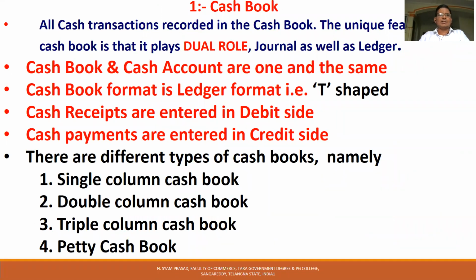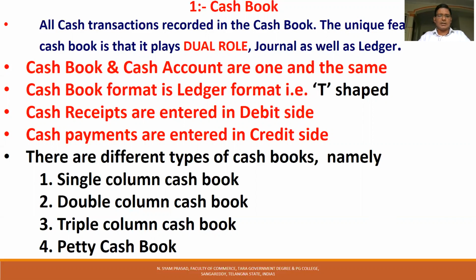All cash transactions are recorded in the cash book. All cash transactions, whatever they may be, goods transactions, assets transactions, payment transactions, or income transactions. If cash inflow or outflow is there, those are cash transactions. When there is cash coming in or cash going out, that is recorded in the cash book.